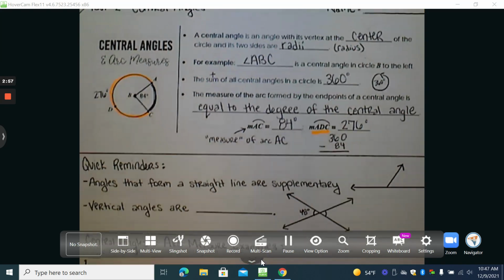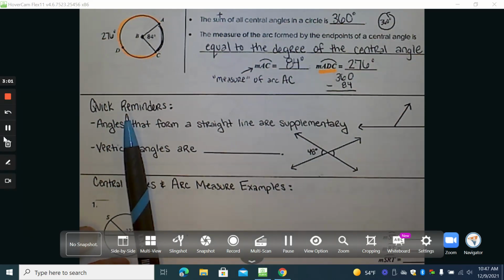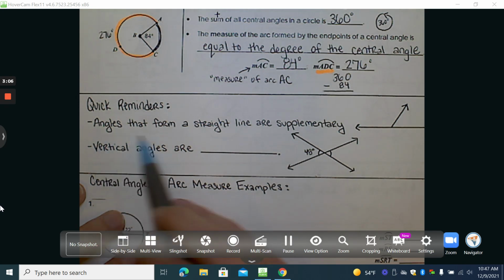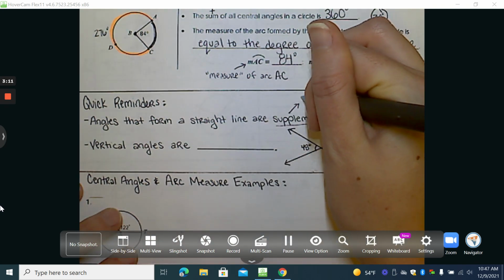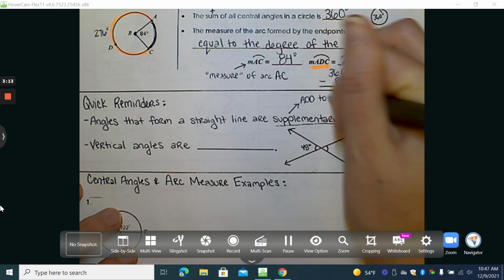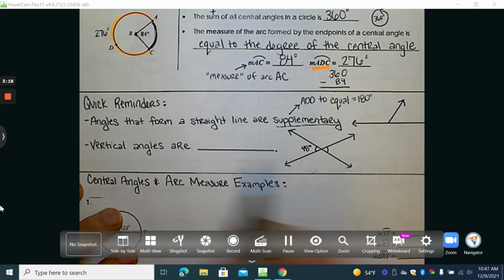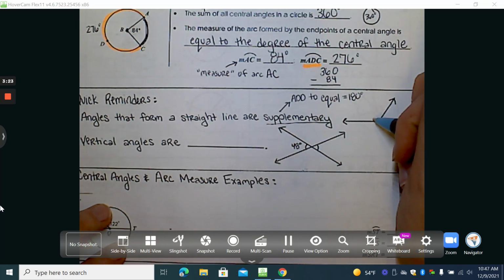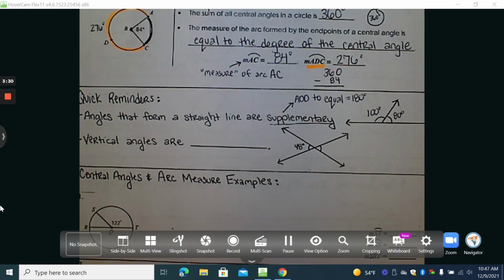As we work through these, there's a couple vocab words that I want to remind ourselves of. One of those words is supplementary. And so supplementary simply means that they add to equal 180. And so angles that form a straight line add to equal 180. So if this was, I don't know, 100 degrees, that would mean that that angle right here would be 80 degrees. They add to be 180.